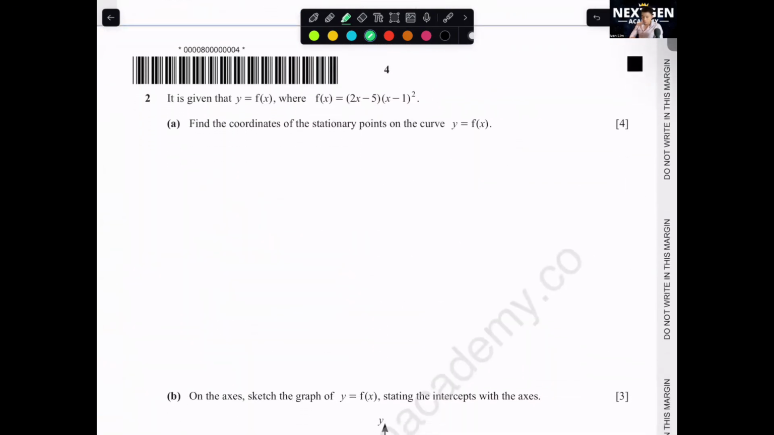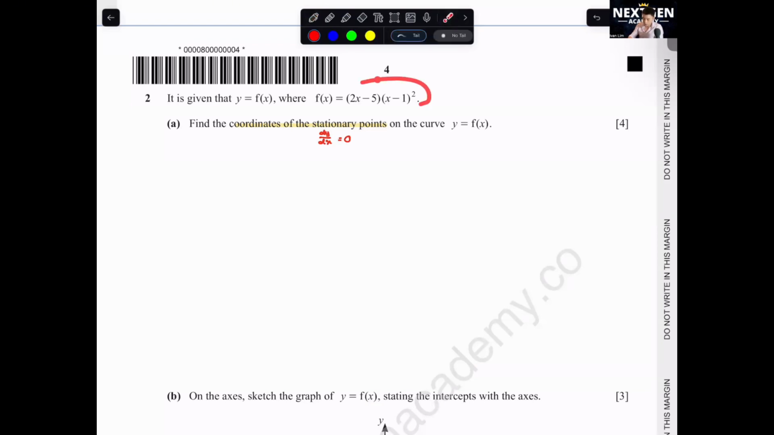Okay, 2a. It is given y equals fx, where fx equals (2x minus 5)(x minus 1) squared. Find the coordinates of the stationary points on the curve y equals fx. Keyword: coordinates of stationary points. What is the coordinate of stationary points? dy over dx equals 0, right? Because the gradient is equal to 0 here. In this case, they put it in fx, so we want to find f prime x equals 0.